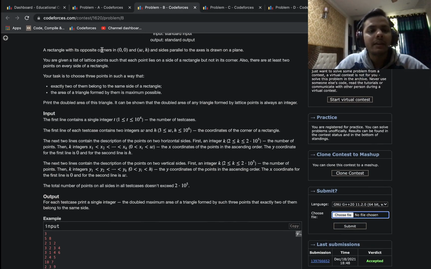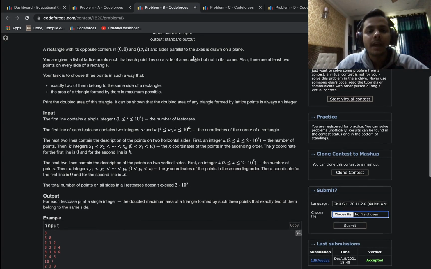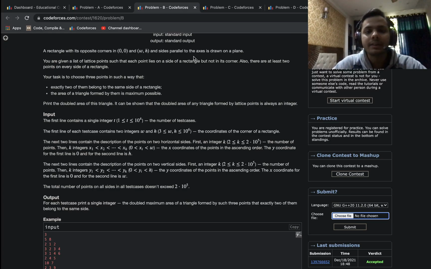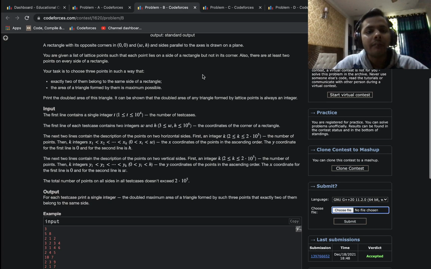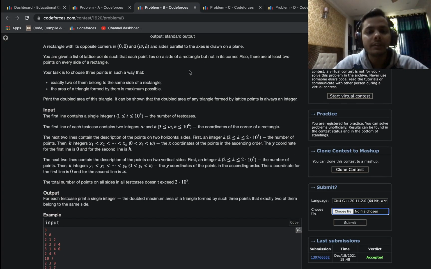So we have a rectangle with opposite corners at 0, 0 and w, h, and the sides of the rectangle are parallel to the x and y axes on the plane. And we have been given some lattice points, and all of these points lie on one of the sides of the rectangle, and we have been guaranteed that we'll be given at least 2 points on each side of the rectangle.